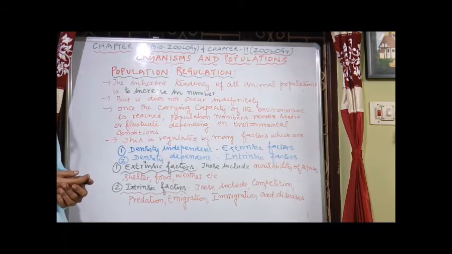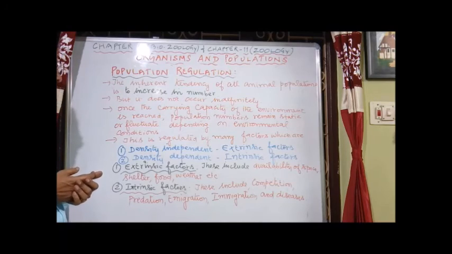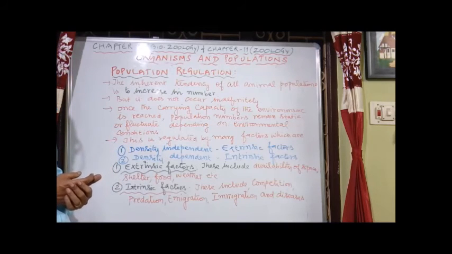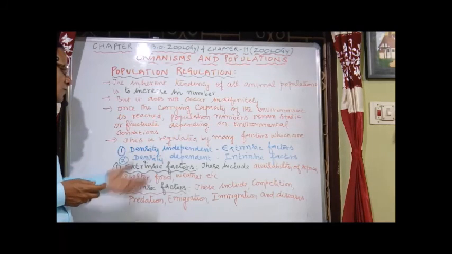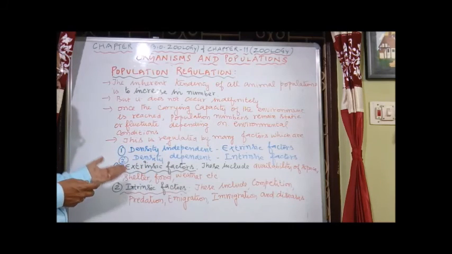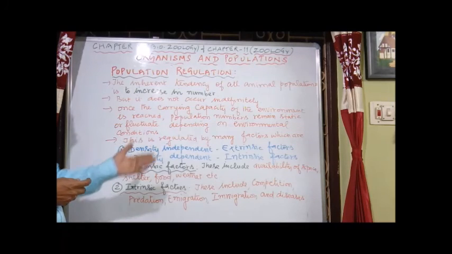A number of factors are involved in regulating populations. They are classified under two groups. Number one, density independent extrinsic factors. Number two, density dependent intrinsic factors. Intrinsic factors operate within the population, and extrinsic factors are present outside the population, the environmental factors. Examples of extrinsic factors include the availability of food, shelter, space, and weather.